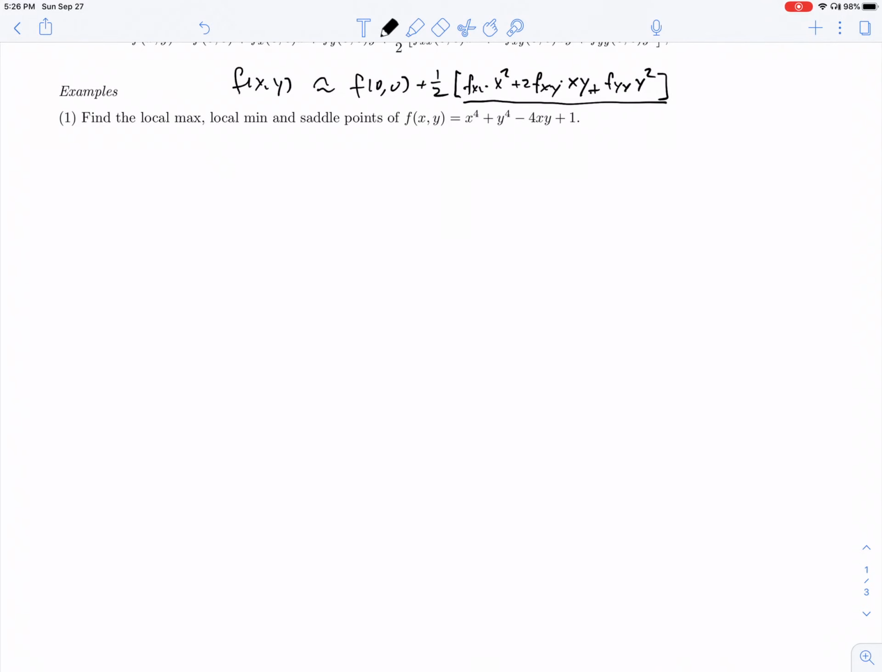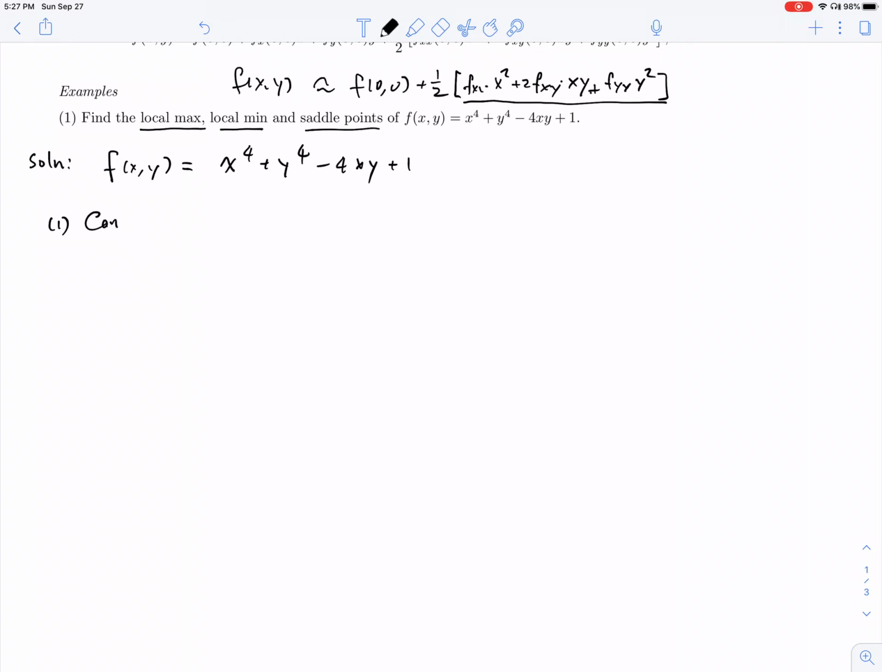All right, let's look at our first example, and we will see what kind of difficulties we might encounter when we are trying to find all local max and local min or saddle points of a given function. And of course, this given function is specially designed, so our algebra is not going to be too complicated. We just need to be very careful. We have x to the fourth plus y to the fourth minus 4xy plus 1. So let's first find the candidates.